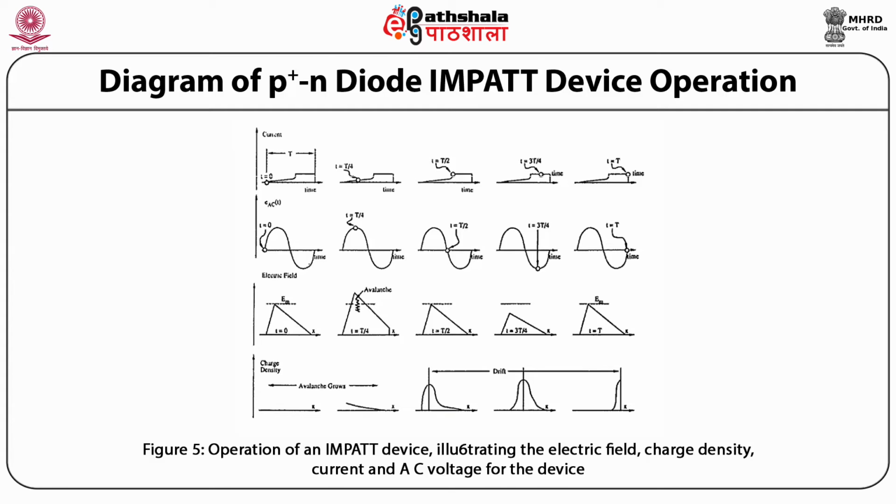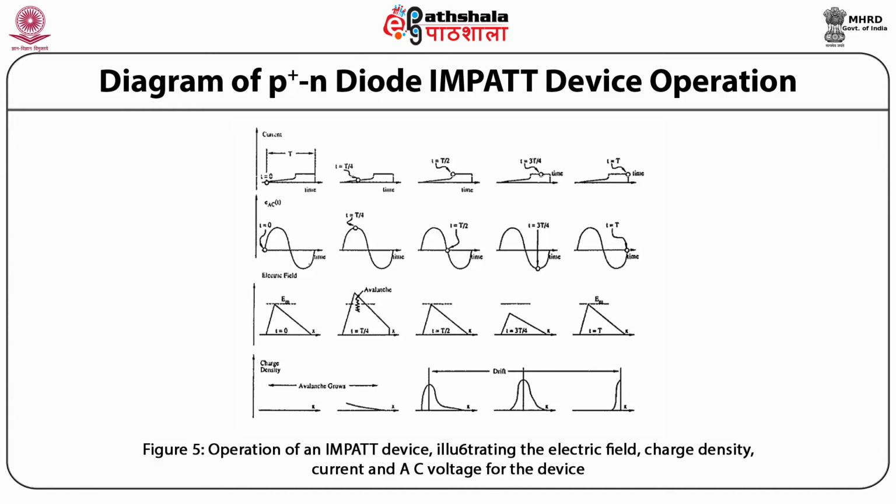So the structure of the device is shown over here, and the electric field and voltage are positive when they accelerate the carriers in the positive Z direction, and the current is positive in the same direction as that of the electric field.